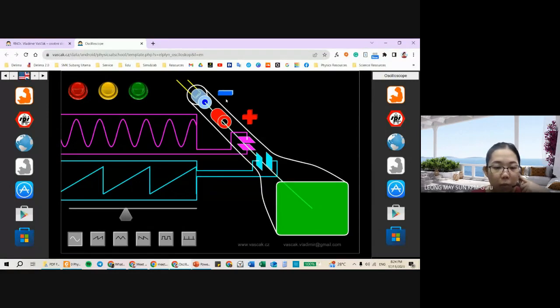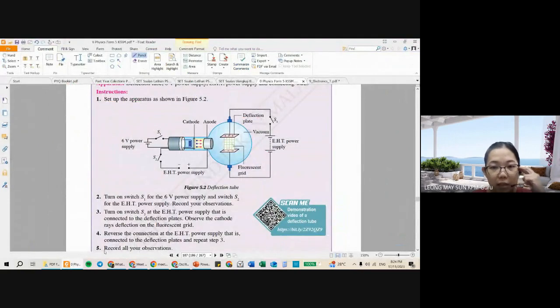Now, remember one thing: this part's main purpose is to accelerate the electrons. The 6 volt is to release the electrons. The extremely high tension over here is meant to accelerate the electrons. Why accelerate? So that they can move in a straight line. Then you would notice that there are 2 more parallel plates over here, like what you have in the textbook. These are the deflection plates.